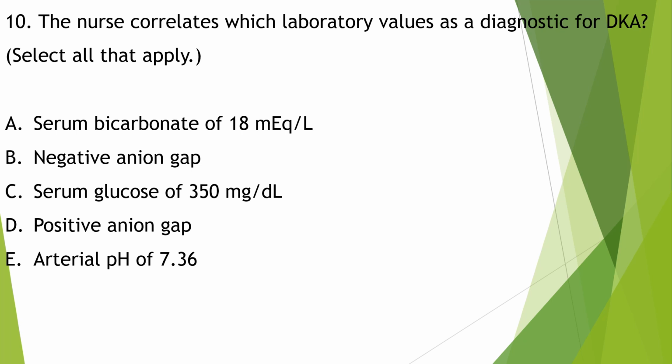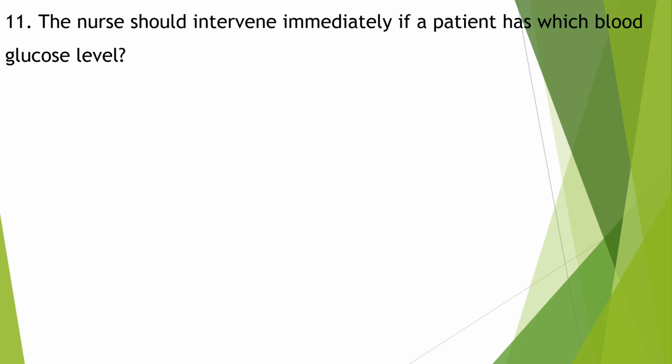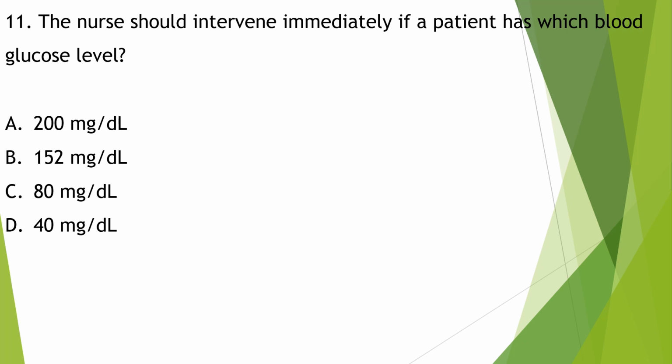So here the diagnostic for DKA are serum bicarbonate of 18 milliequivalents per liter, that is low, and the serum glucose of 350 mg per dl, a positive anion gap.